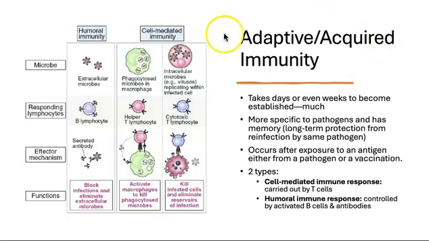We can divide the adaptive or acquired immune system into two subcategories: cell-mediated immune response, which you could see listed over here, and this is really going to be carried out by our T cells. You could see our two different types here, the helper and the cytotoxic T cells, to combat pathogens. And our other one is going to be our humoral immune response. This is also called our antibody-mediated response, and it's largely controlled by our B cells. And our B cells will proliferate into something known as plasma cells, which then are going to synthesize and secrete antibodies.